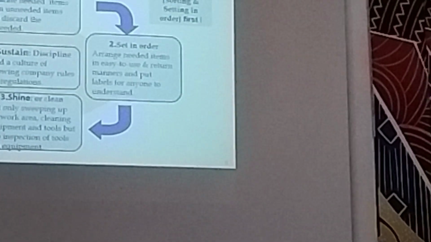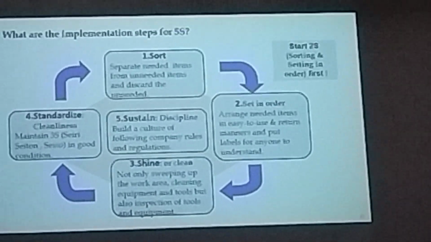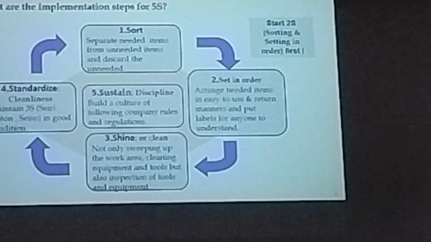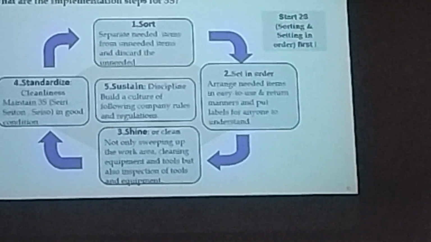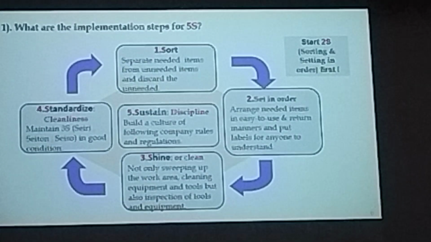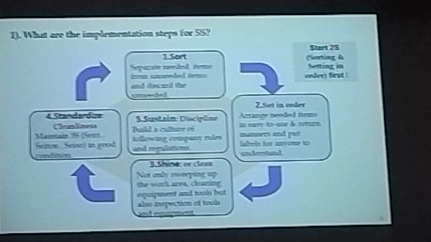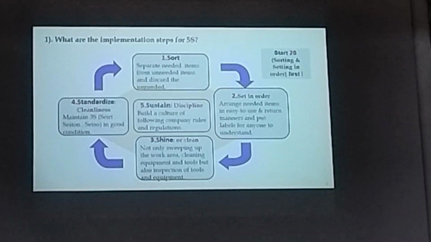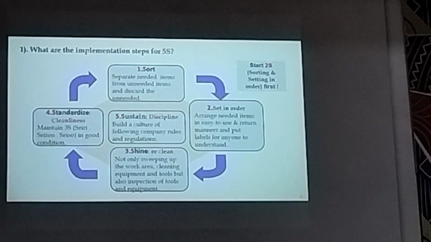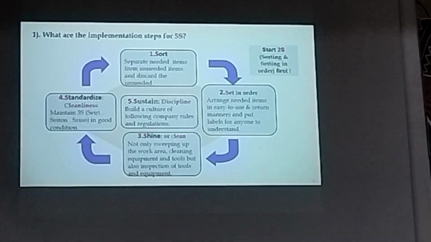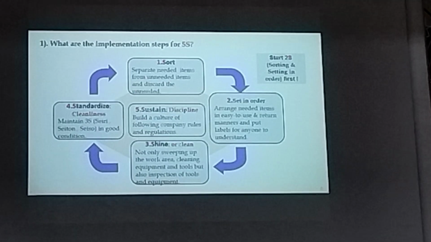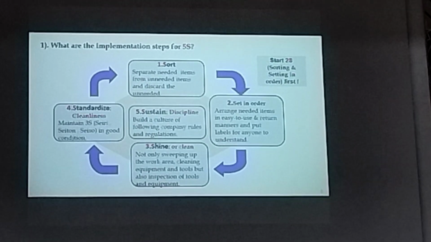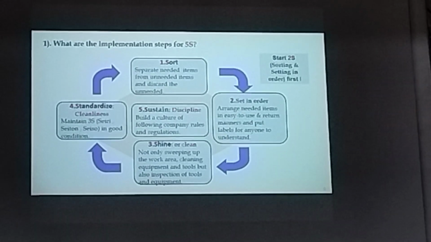Then the third S is shine, you clean. Make sure that the items and the equipment that you use are clean, and the workplace is clean. The beauty of that is that you are able to notice abnormalities early. So if the equipment is leaking oil, you are going to be able to clearly see it when it is clean. If your tools have run out of calibration, it is very easy for you to see when they are clean. So it's very, very important to do that.